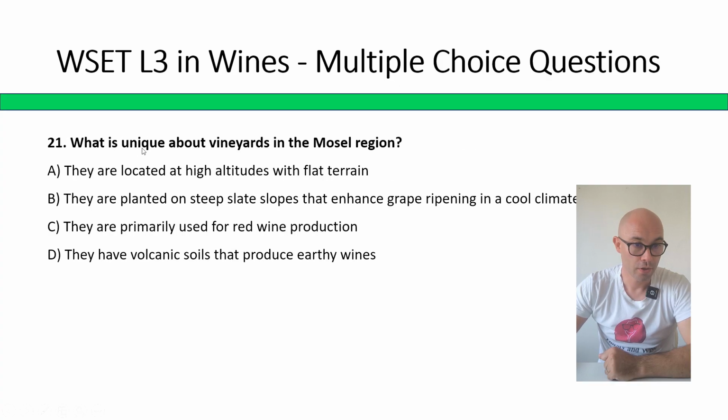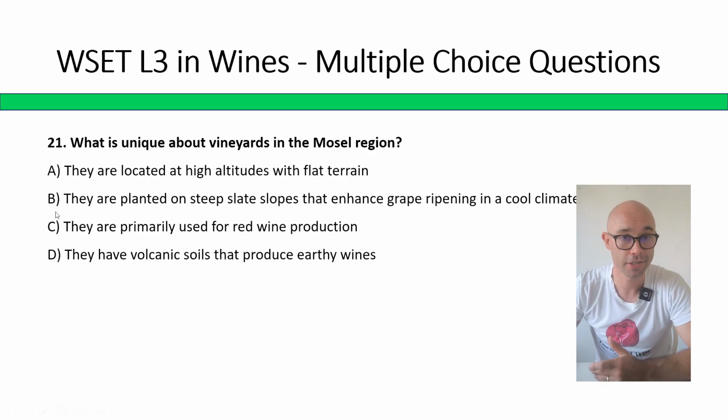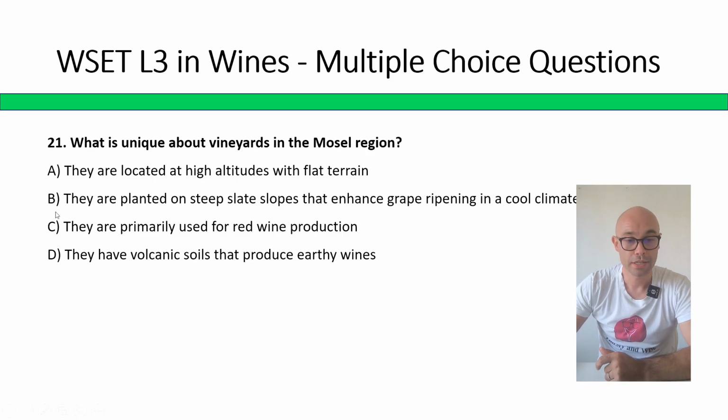What is unique about vineyards in the Mosel region? They're located at high altitudes with flat terrain. They're planted on steep slate slopes that enhance grape ripening in a cool climate. They are primarily used in red wine production. They have volcanic soils that produce earthy wines. The correct answer is, we answered this several times, they are planted on steep slate slopes that enhance grape ripening in a cool climate.